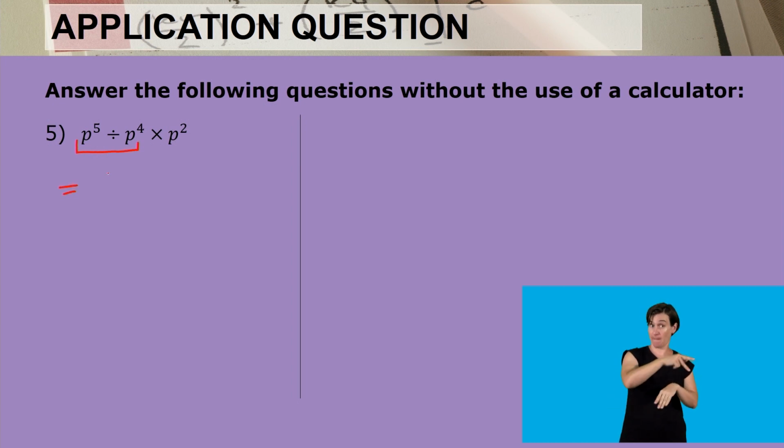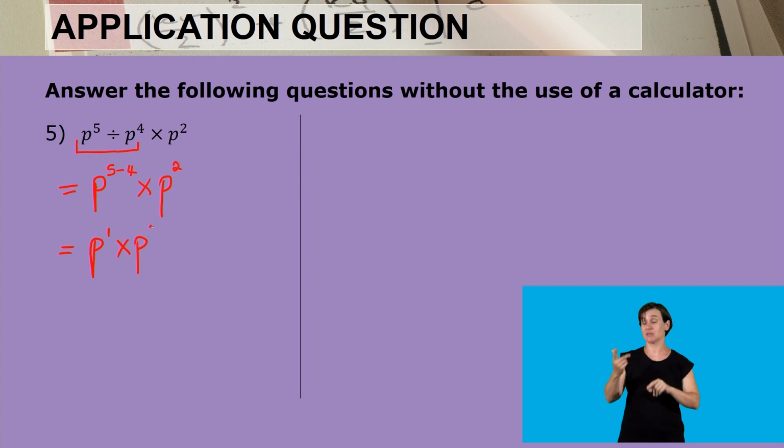So let's start with dividing the powers of the same base. So we are going to now say there that P, and because we are dividing powers of the same base, it will be a 5 minus a 4. And we are still multiplying this with the P squared. Now 5 minus 4 is 1.